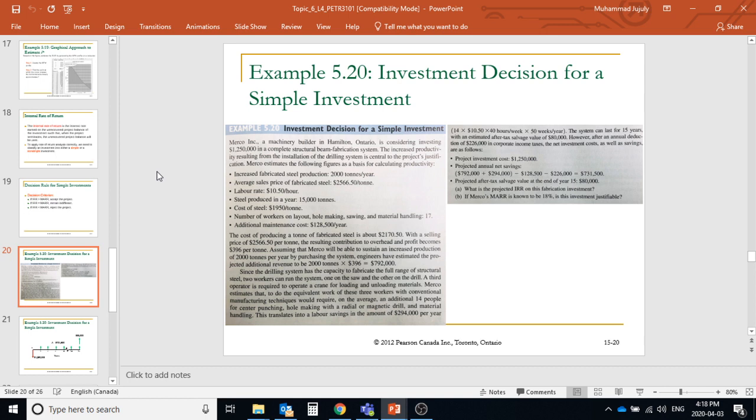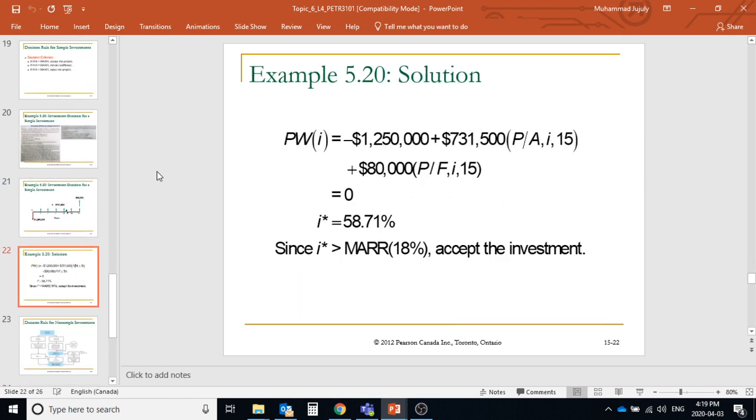Here is an example, Example 5.2. Go through this problem. It's in your lecture note. It's updated. Go through this problem and solve it. We will have the solution here too.